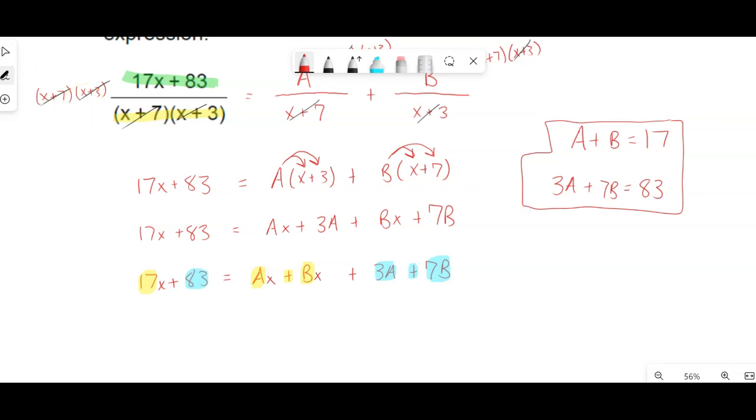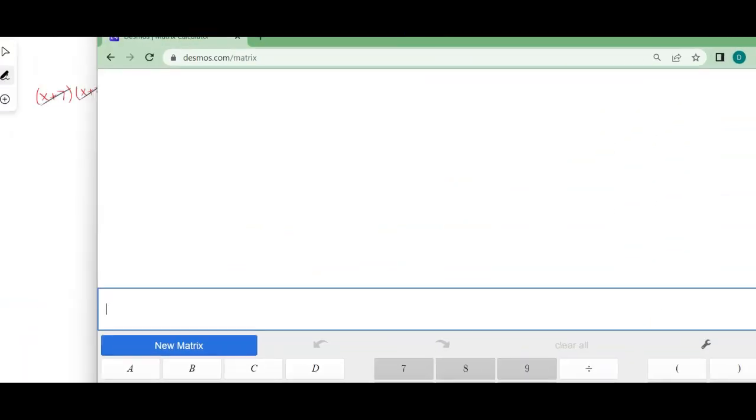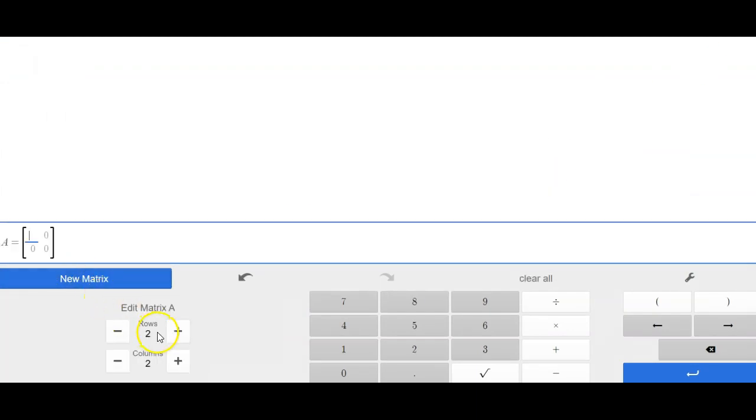Personally, if this were me and I was given free rein to solve this any method I want to, I would use Desmos's matrix calculator, which looks like this. It's a very, very basic looking calculator, right? Click on a new matrix, tell it that we have 2 rows with 3 columns, right? 2 rows, that's the 2 equations. 3 columns is the a, the b, and the constants.